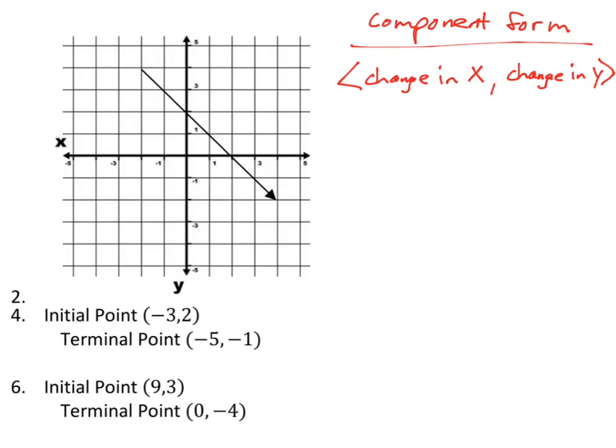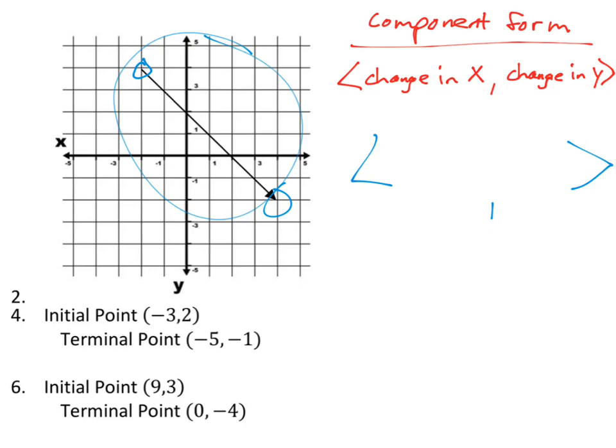On these first ones, you need to get the component form of the vector, and the way to do that is you figure out where the vector started and where it ended, and find the change horizontally and the change vertically, which would be the change in x and change in y, and then you put it in a couple brackets just like this.